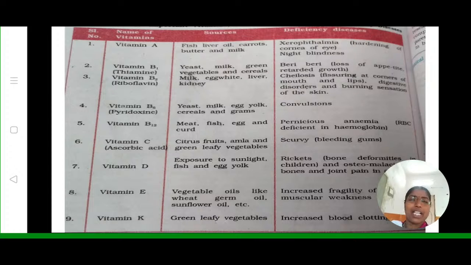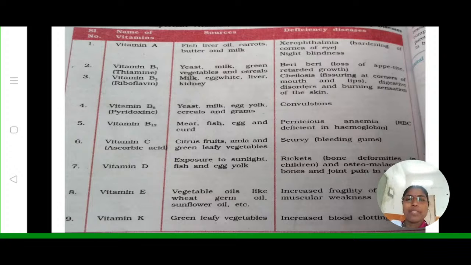Okay, this is all about vitamin A. Next, the B vitamins. Some B vitamins are B1, B2, B6, B12. Here we are discussing only four B vitamins. The first B vitamin is B1. The scientific name of vitamin B1 is thiamine. Sources are yeast, milk, green vegetables and cereals. Yeast, milk, green vegetables and cereals are the sources of vitamin B1.